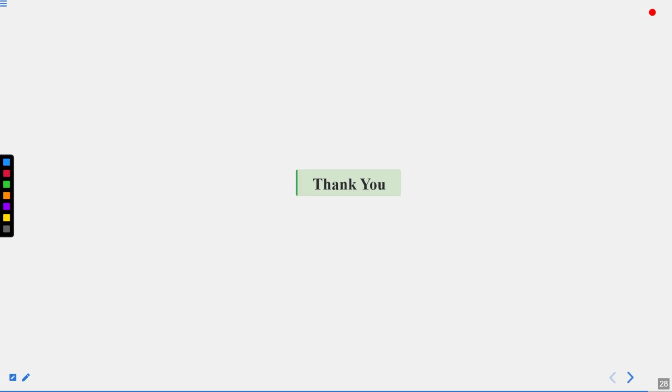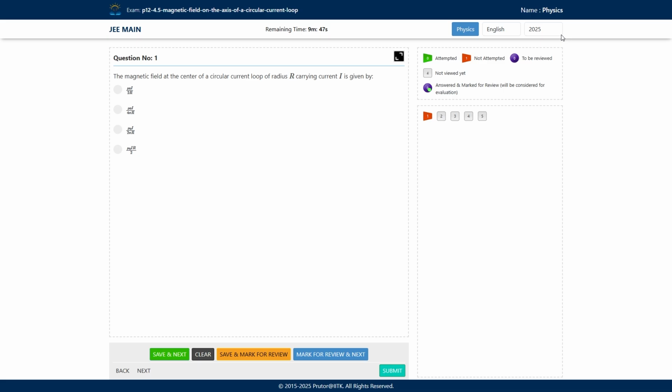And don't go anywhere, we have to do the DPP. So, the magnetic field at the center of a circular current loop of radius r carrying current I is given by... I am marking the answers randomly. You can mark what is correct.